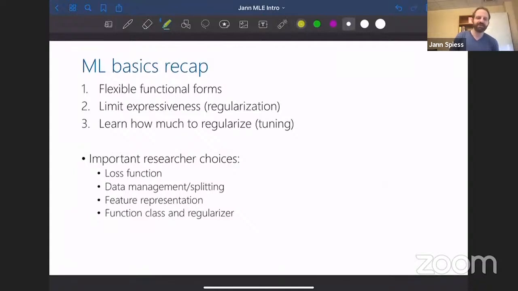So I basically said, okay, machine learning often involves those three steps: choosing a flexible function class, limiting its expressiveness, and learning how much to regularize, so learning how expressive to choose your functions. However, there are, of course, important researcher choices left that are very central to any good empirical application, including which loss function do you actually optimize for? How do you manage the data, making sure that you keep the right out-of-sample experiment so that you can, in the end, run valid tests? Choosing which features to use in your data, so how to pre-transform your data, how to deal, for example, with missingness, and which function class and regularizer to actually choose.